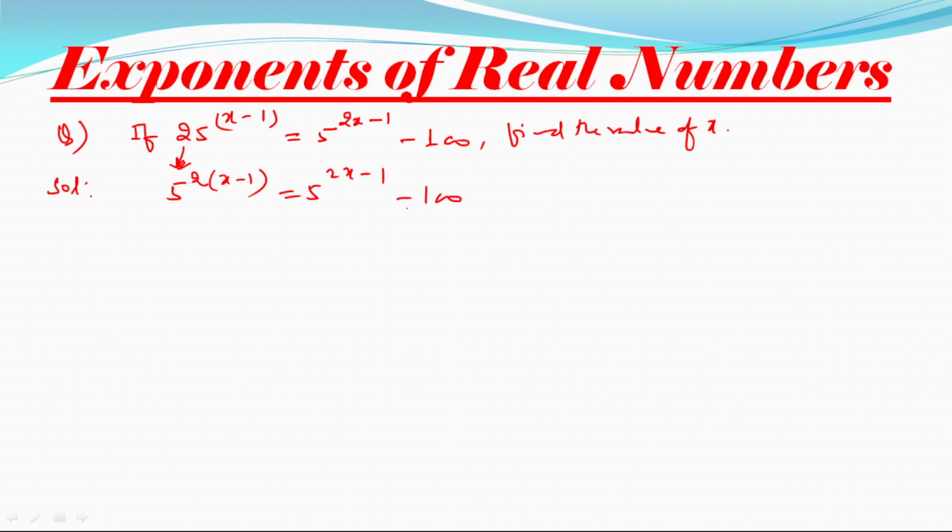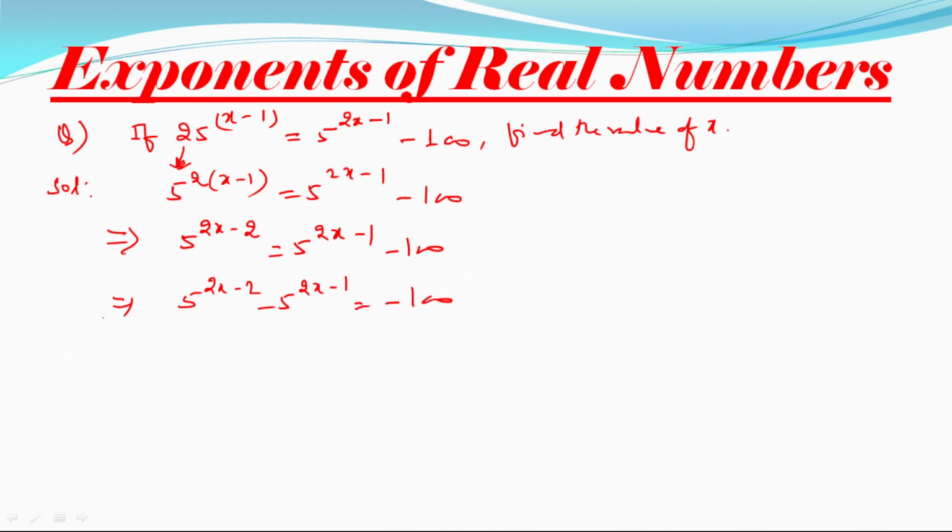During competitive examinations, many of these steps you can skip. But as the students need to understand, we are going for each and every step, because here understanding is more important. So 5 to the power 2x minus 2 is equal to 5 to the power 2x minus 1 minus 100. So let us bring that 5 to the power 2x minus 2 minus 5 to the power 2x minus 1, and on the right hand side let it be minus 100. Okay.